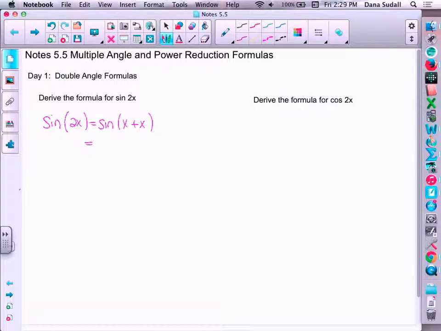And then I can use my sum identity for the sine, where this first angle is my x, the a, and my second angle is my b. My sine identity is sine of the first angle times the cosine of the second angle plus the cosine of the first angle times the sine of the second angle.